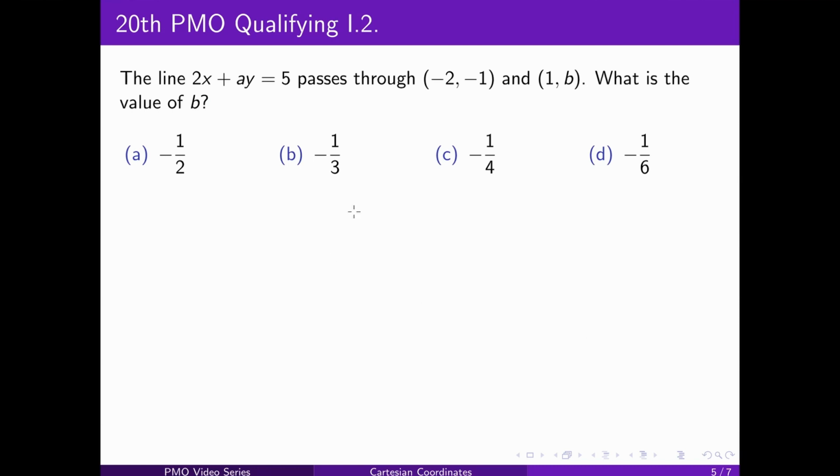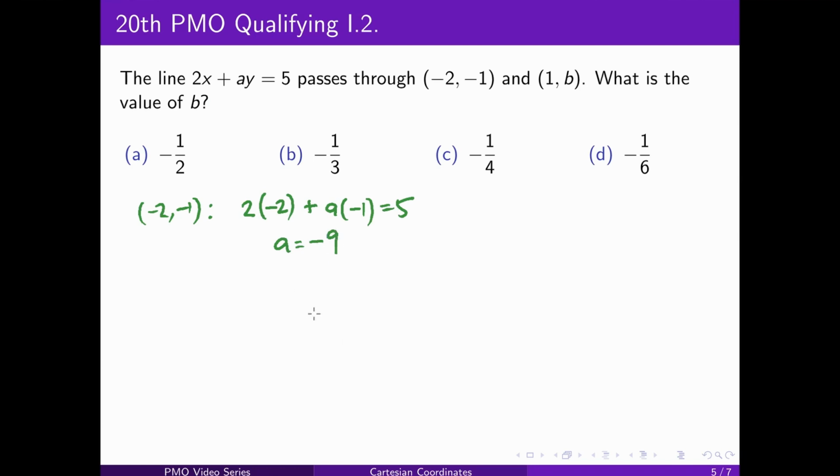So we're given a line and we have two unknowns. But based on what we discussed earlier, we know that these 2 points should satisfy the equation of the line. So if you substitute, let's do the first one, (-2, -1). So if you substitute x equals -2 and y equals -1, then you'll get 2 times -2 plus a times -1 should be equal to 5. And from here, you can solve that a should be equal to -9.